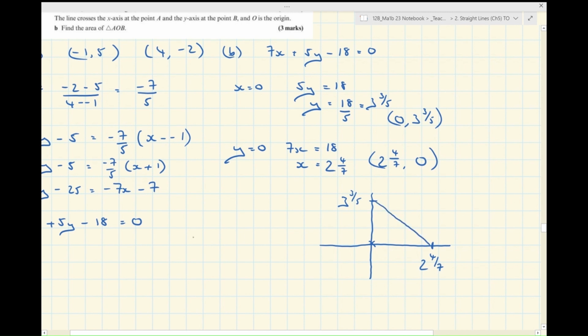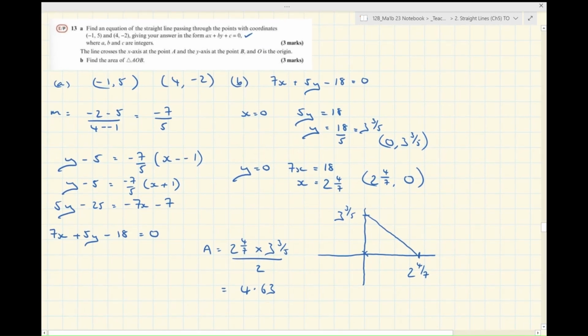So the area of the triangle will be the base, 2 4/7, multiplied by the height, divided by 2. So I'll do that on my calculator. 2 4/7 multiplied by 3.6 equals, divided by 2 equals, that gives me an answer of 4.63 to 2 significant figures. Sorry, to 2 decimal places.